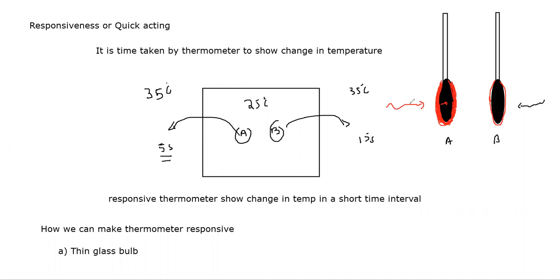Why do we use glass? Why not any conducting material? What is the reason for that? Let me finish this part, I will answer your question, Mohsin. Is it clear?